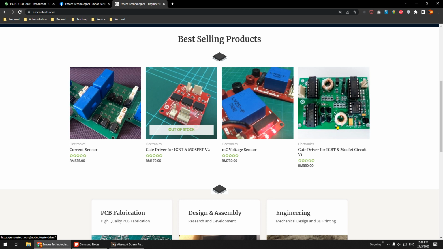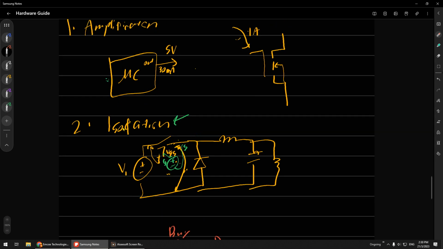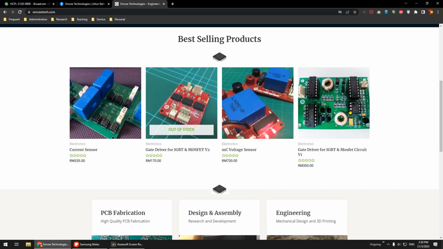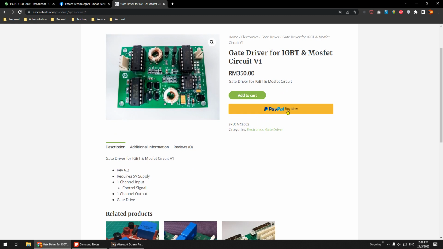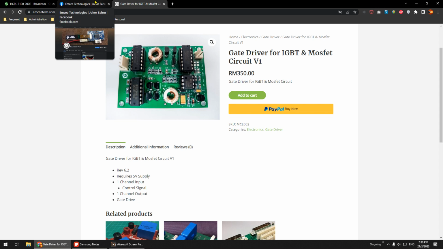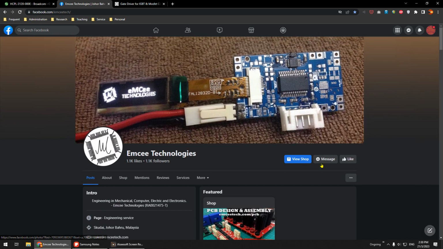This version has isolation. Remember, like I said before, the isolation. The newer version doesn't have this isolation property, so you cannot use it. So I suggest you use this one. It's quite expensive, 350 ringgit. You can just click this and pay using PayPal. Or if you don't want to do that and you just want to bank in, which is maybe easier for you, you can just message the person here. Should be okay, he usually responds.